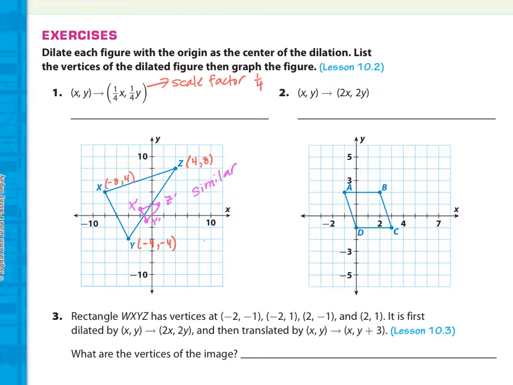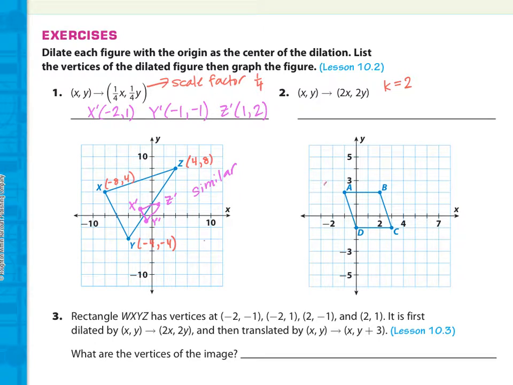I forgot to write, our new vertices of the dilated figure is x prime. Remember, we got -2, 1. Y prime is -1, -1. And z prime is 1, 2. Okay, number 2. Scale factor is 2. We use k as a scale factor, so I'm going to be a little bit lazy here. K equals 2. So we're going to multiply everything by 2.